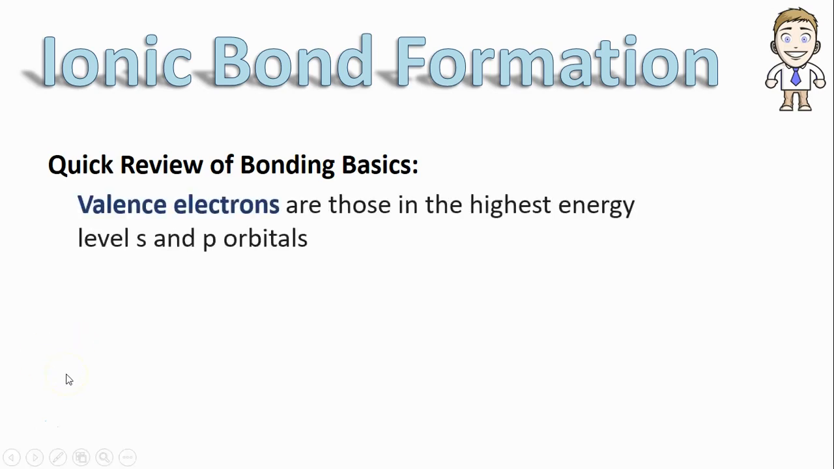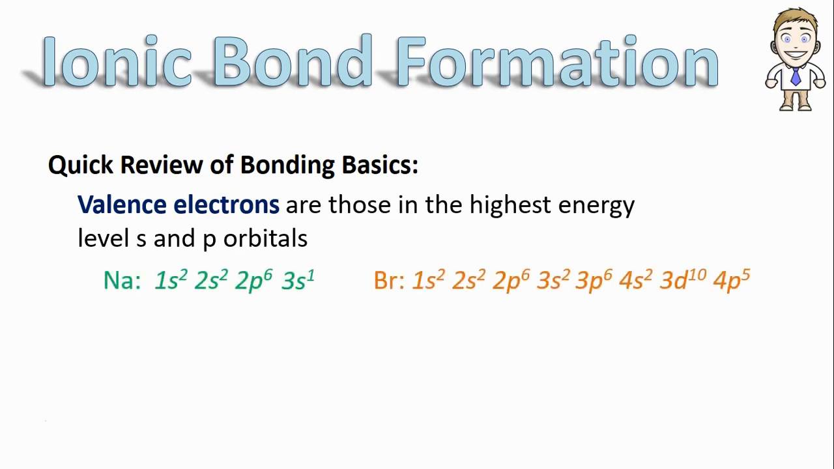starting with the idea of valence electrons. When it comes to bonding, these are the most important ones because they're the electrons that are actually involved in the bonding process. And they're also the ones in the highest energy level s and p orbitals of an atom.